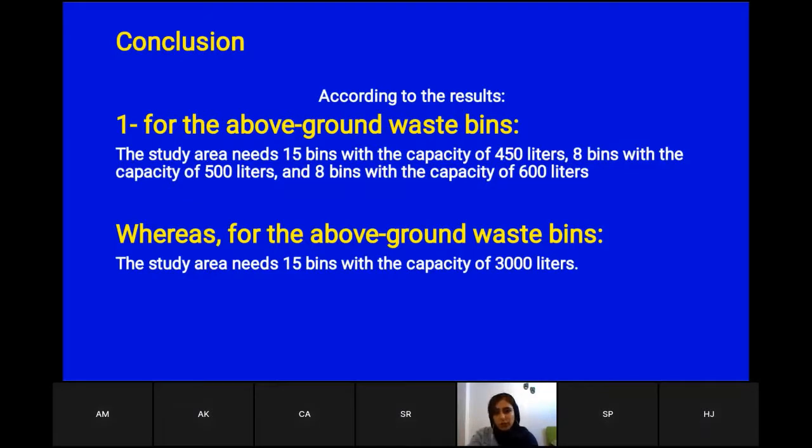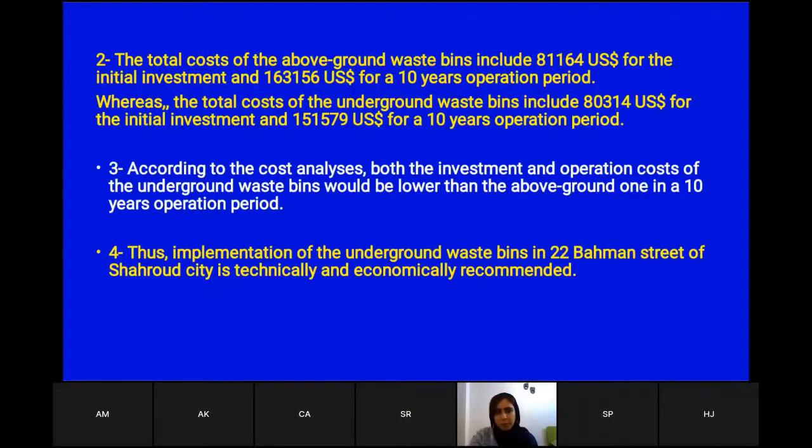So according to the results, for the above ground bins, the study area needs 50 bins with a capacity of 450 liters, 8 bins with a capacity of 500 liters, and 8 bins with a capacity of 600 liters. For the underground bins, the study area needs 50 bins with a capacity of 3,000 liters. In number two, there is a comparison between the costs of the two systems.